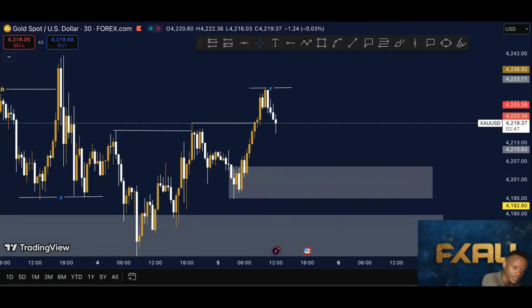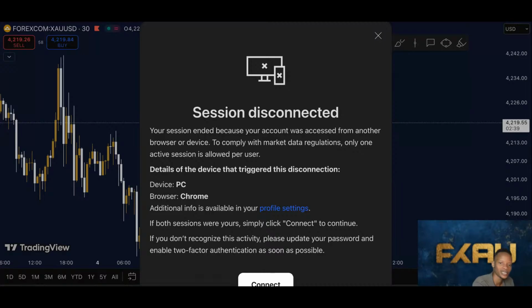Where should I put my buy limit? We haven't yet confirmed. So we're still waiting. I'm going to automatically alert you guys if I get any. I'll alert you on when to buy, when to sell.